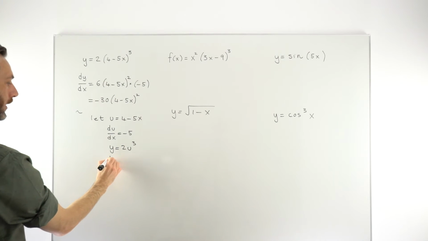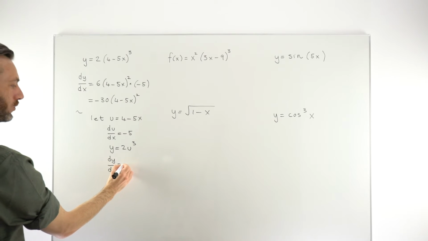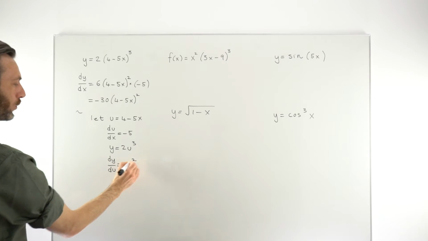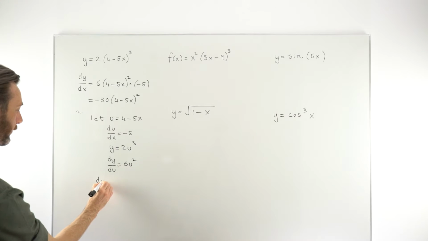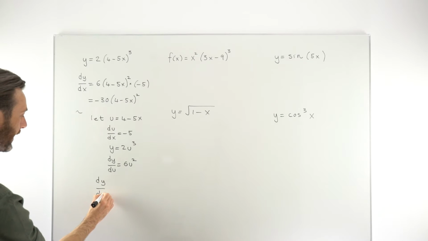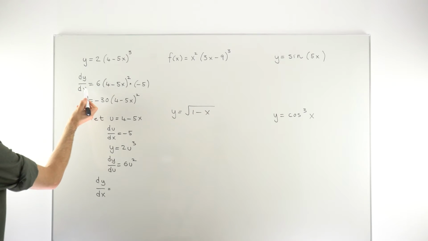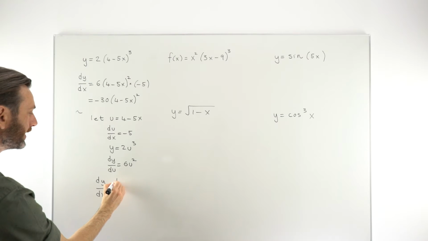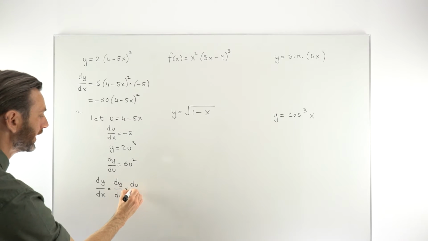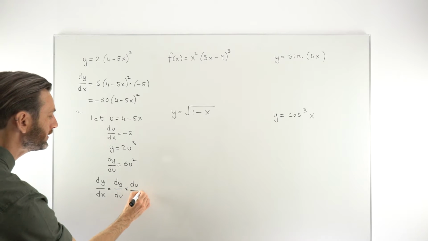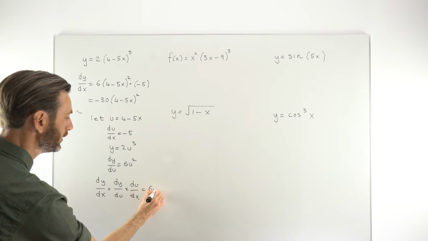If we use the power rule on that to get dy du, we get 6u squared. And then the overall format of dy dx, which is what we're trying to find, remember, we're trying to find the derivative of y with respect to x, can be written as dy du times du dx. Okay, now dy du is this guy here, so that's 6u squared.